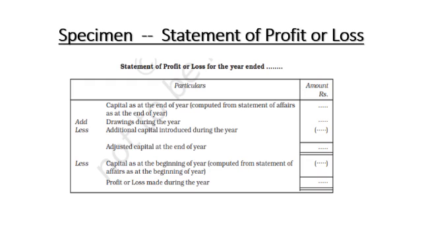So this is the system which you have to use for calculating the profit or loss.